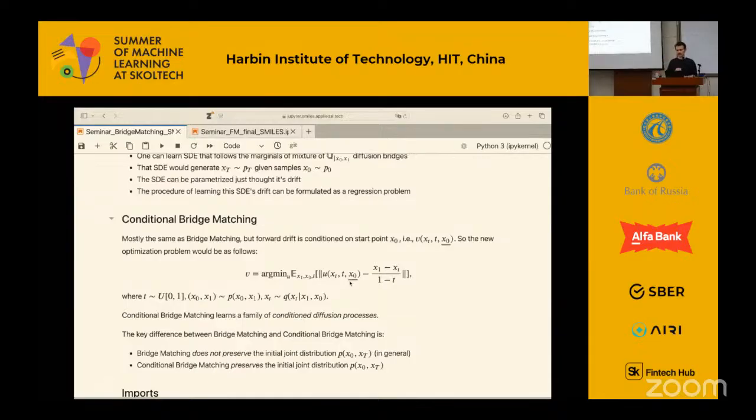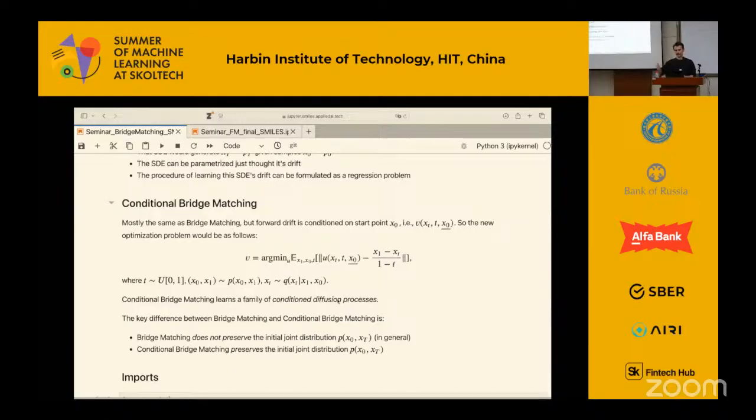But despite such little practical changes, the theoretical qualities of the learning process differ very much. I want you to recap that unconditional bridge matching, like regular bridge matching, does not preserve the data distribution. So again, as Alexander told you, it does not preserve the data distribution. However, conditional bridge matching actually does preserve the data distribution, because you just learn a family of diffusion models that start at some x0 and go to some conditional distribution of x1 given x0.